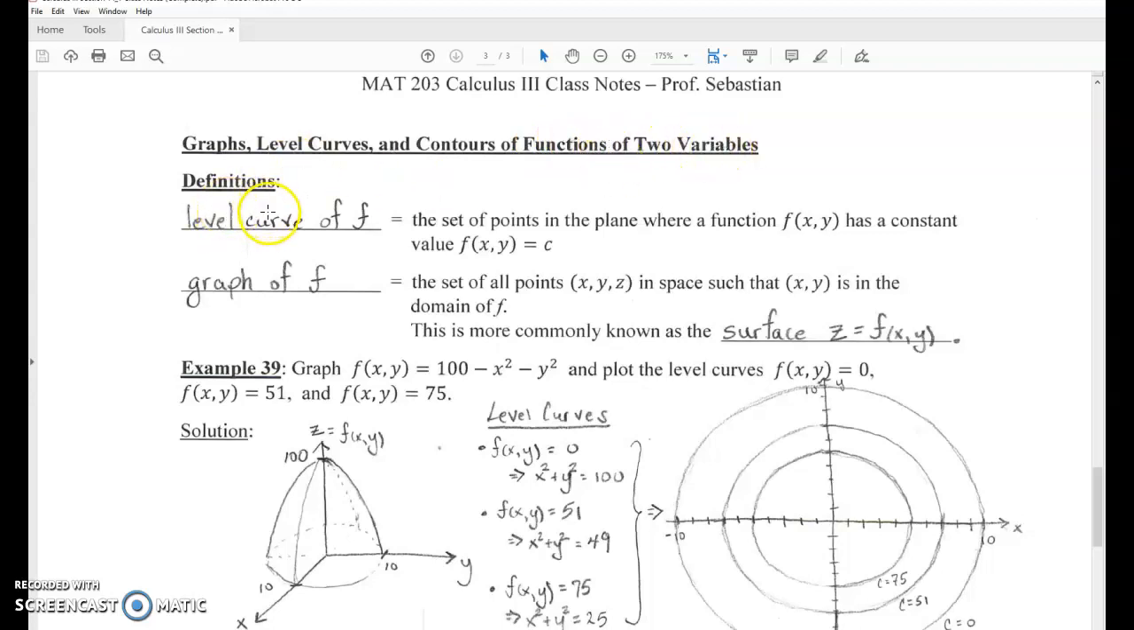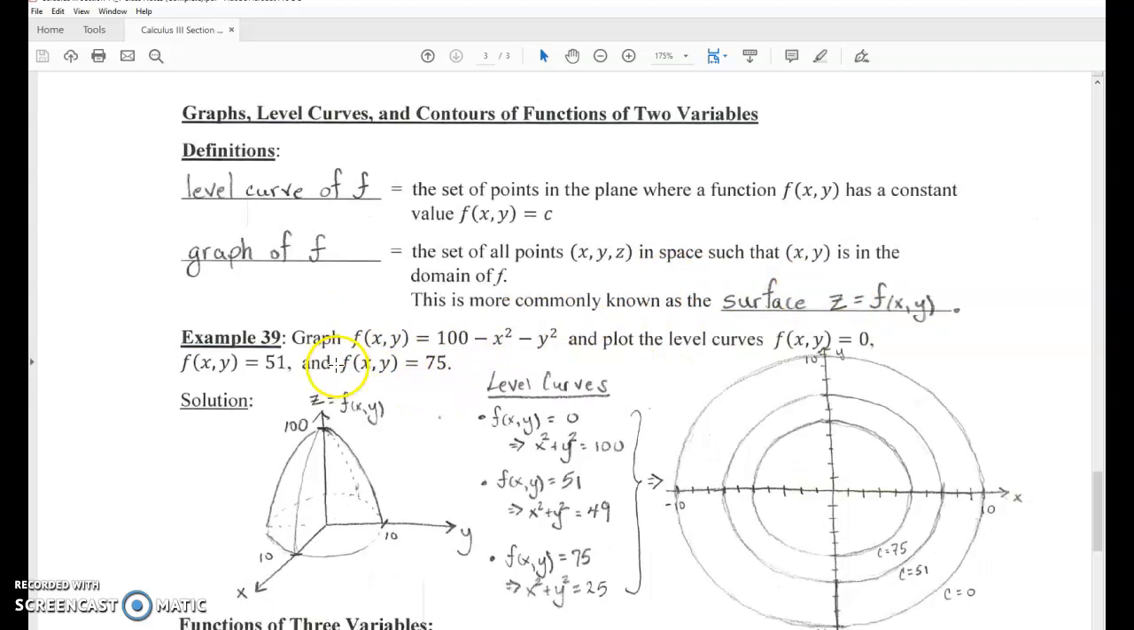So definitions. Level curve of a function f. That's the set of points in the plane where a function f of x, y has a constant value: f of x, y equals c. The graph of f is the set of all points x, y, z in space such that x, y is in the domain of f. That's more commonly known as the surface z equals f of x, y. So a function of two variables when graphed in 3 space is actually a surface in 3 space.